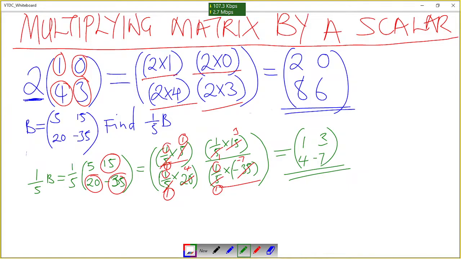Now the first example I gave you was simple, there was no fraction involved. The second example is a bit more difficult because there is a fraction involved, but if you follow the steps I've shown, you can get the correct answer, just like I have gotten the correct answer. So this is the final matrix we have gotten after multiplying a matrix by a scalar.